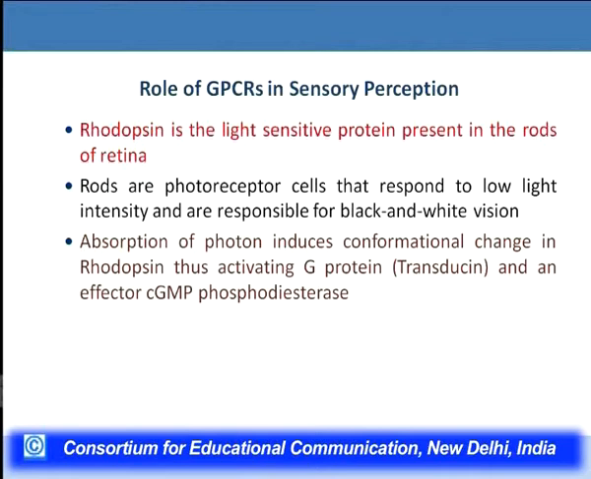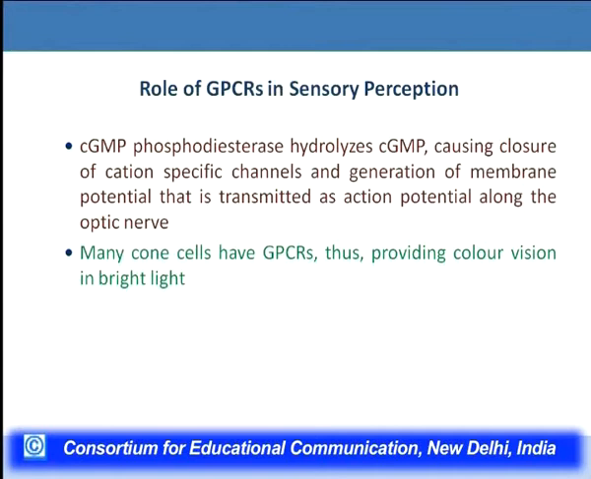This particular G protein is termed as transducin. Once this G protein is activated, it leads to activation of phosphodiesterase termed as cyclic GMP phosphodiesterase or cGMP phosphodiesterase. Once this phosphodiesterase is activated, it will produce a specific effect on the enzymes which are downstream in the pathway. So, this cGMP phosphodiesterase basically hydrolyzes cyclic GMP, which leads to closure of cation specific channels and generation of membrane potential within the cone cells.